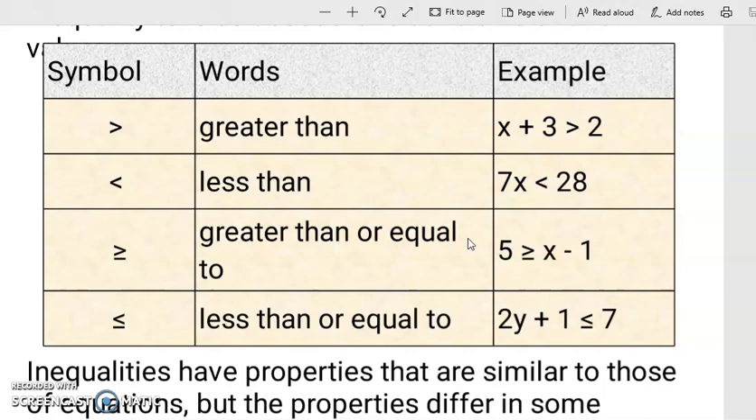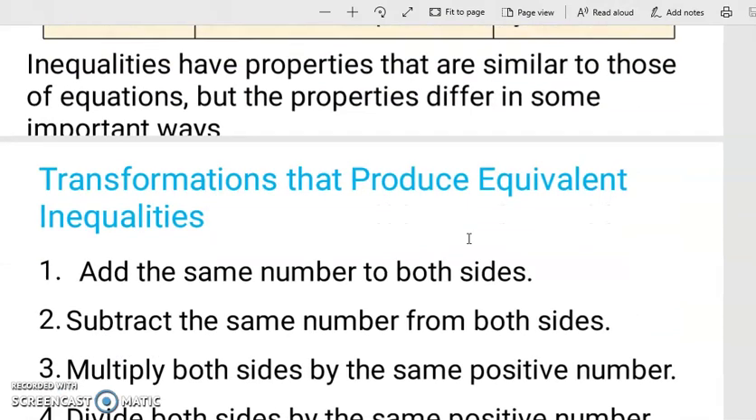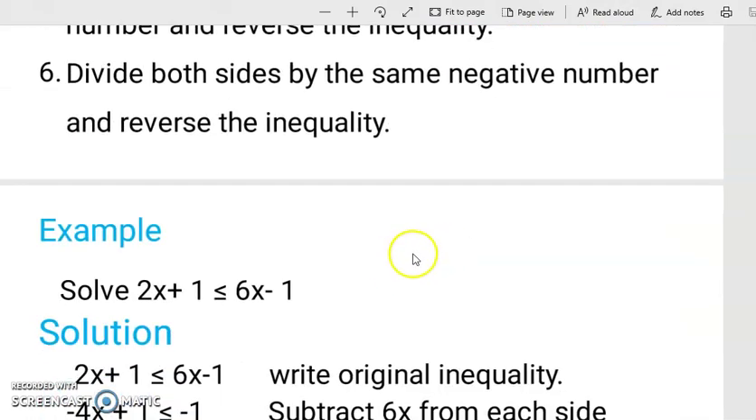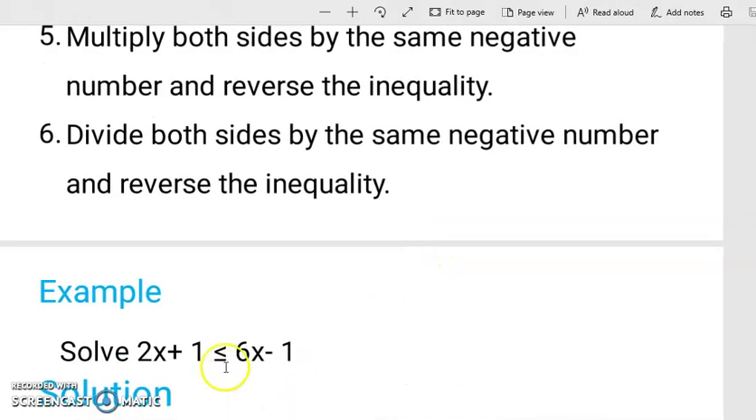And directly we have to solve some questions, because now we are doing mathematics, so we should do. So let's say the first question is this one. We have to solve this inequality.